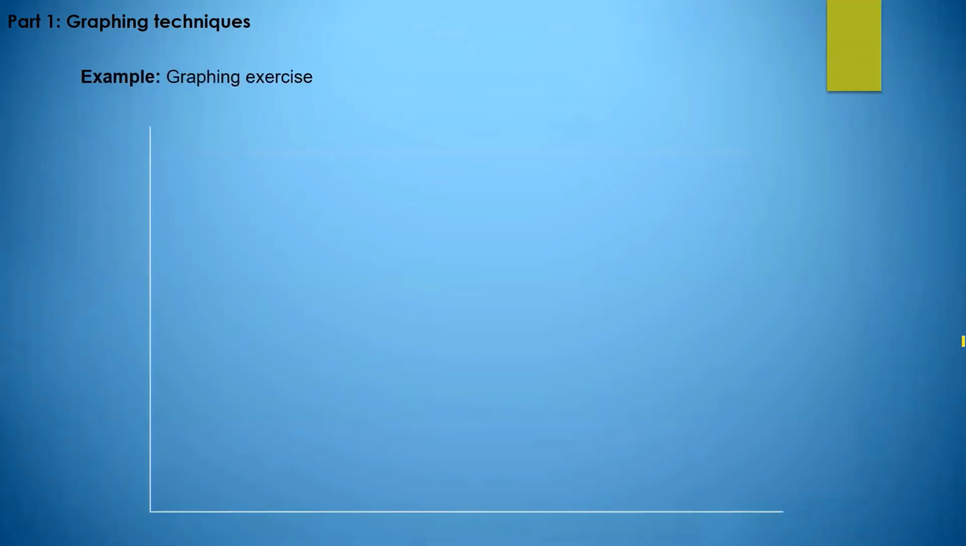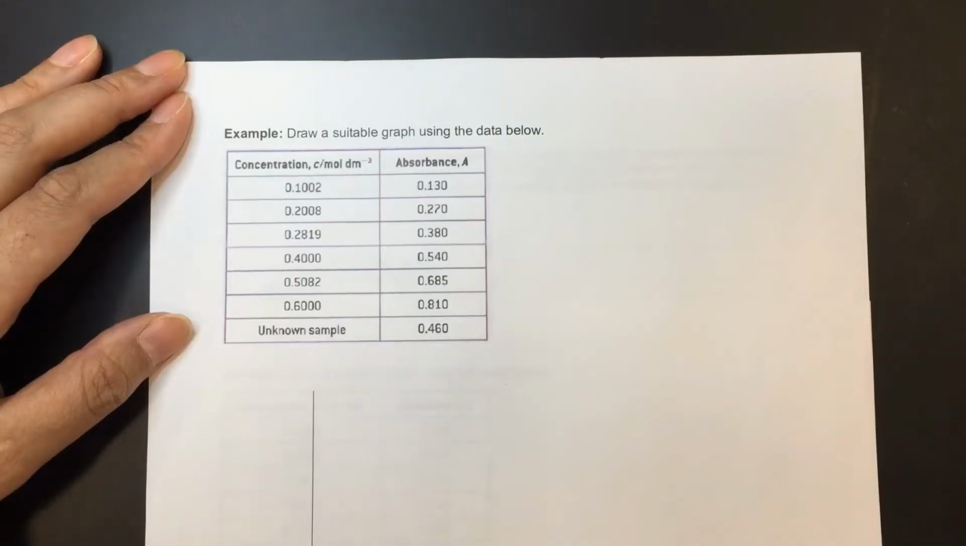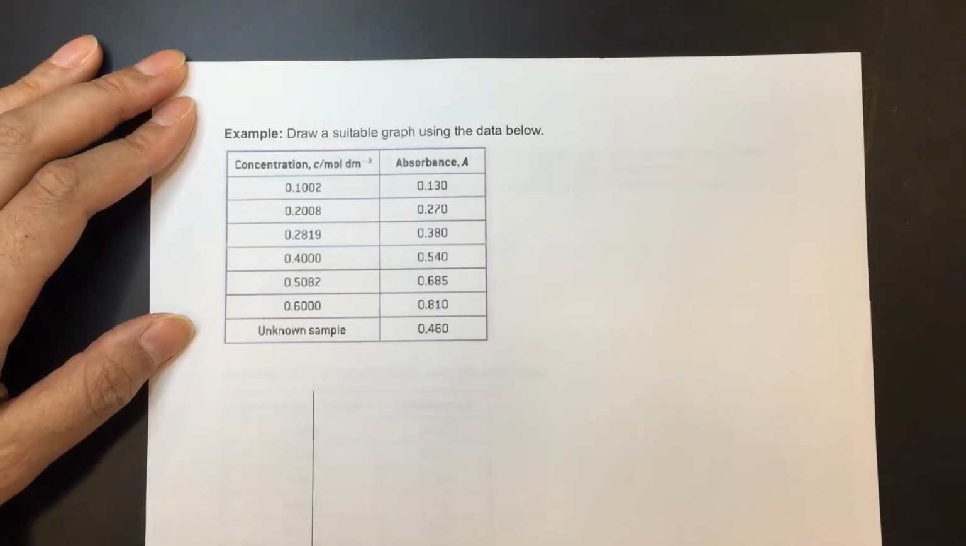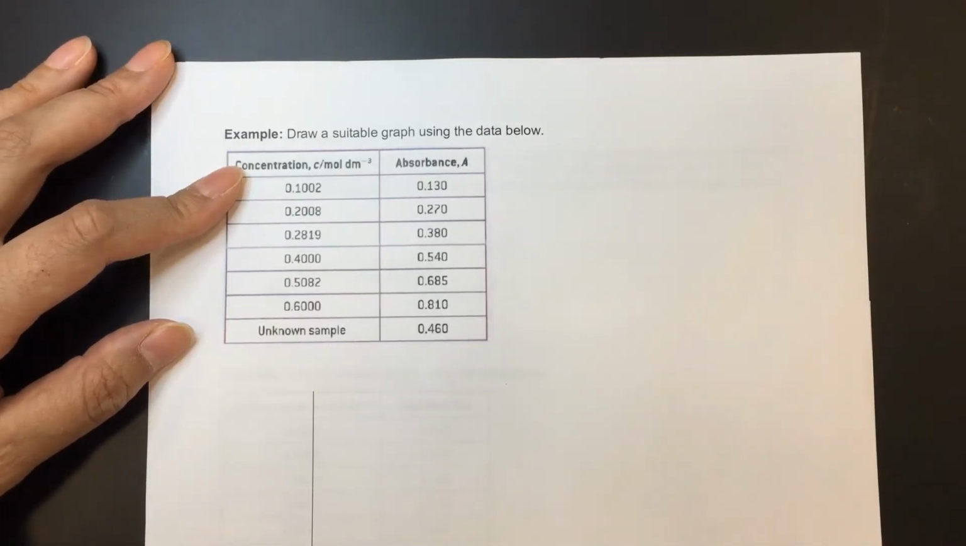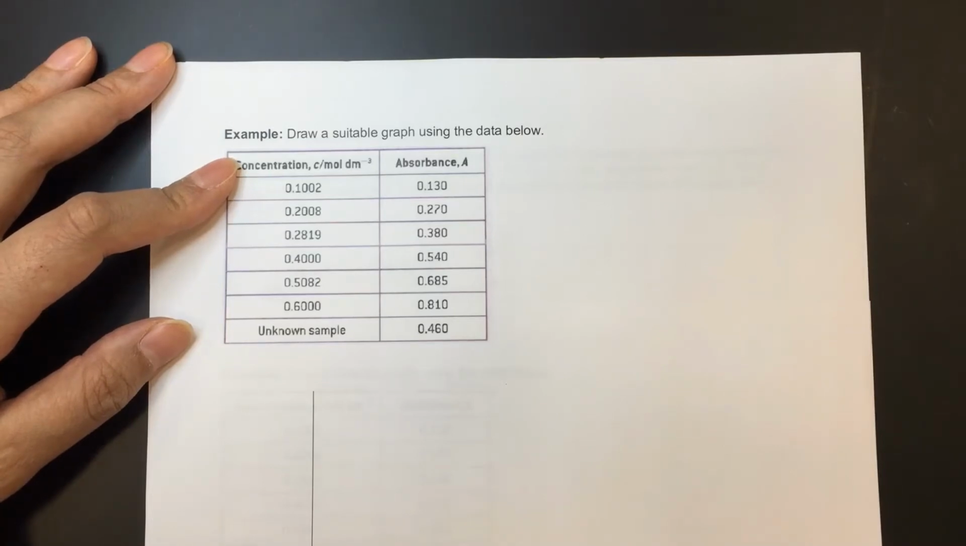Okay, so now let's practice together using the graphing exercise. This example is from the Oxford IB Chemistry textbook. We need to draw a suitable graph using the data provided in this table. The question is not included in this page, but we already know this is the absorbance versus concentration graph.